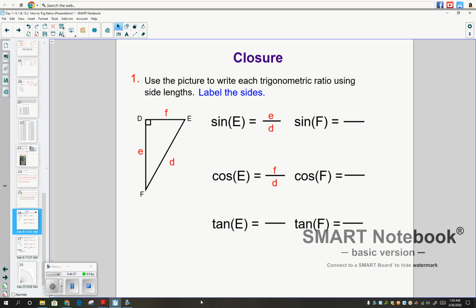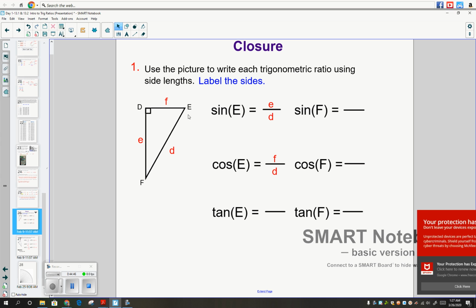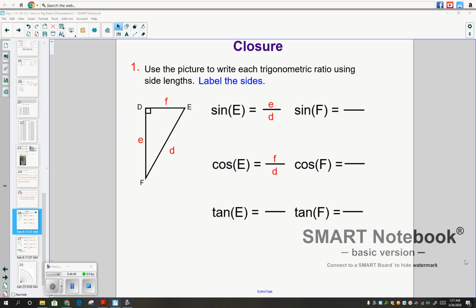Tangent, TOA, is opposite over adjacent. E is opposite, F is the adjacent side to my reference angle, so I end up with E over F.